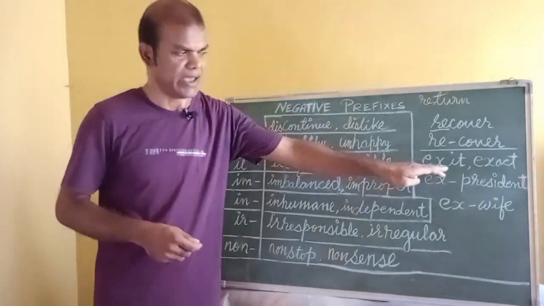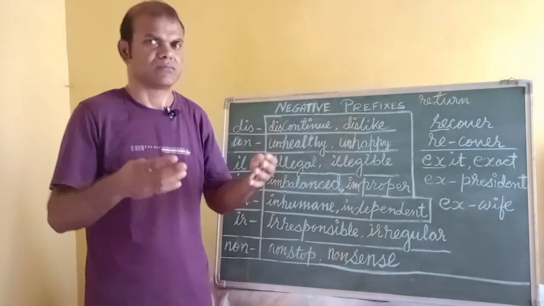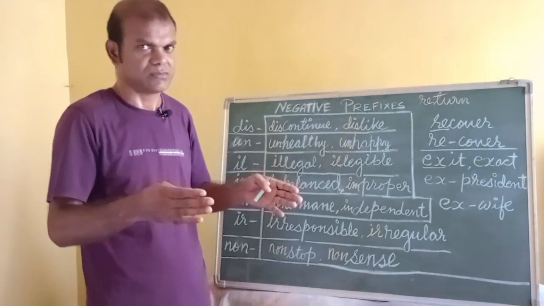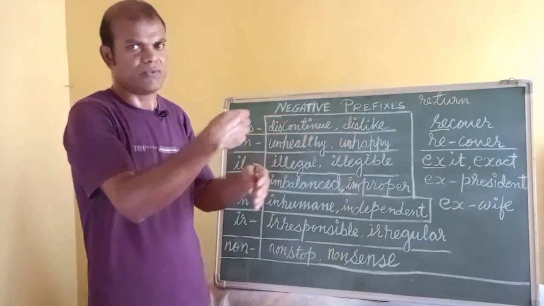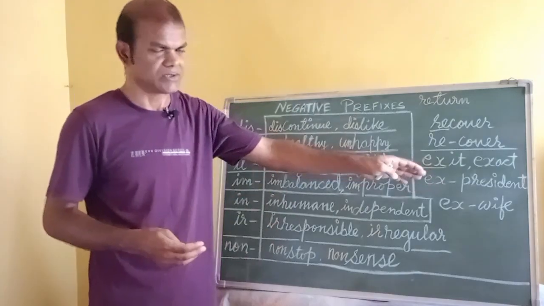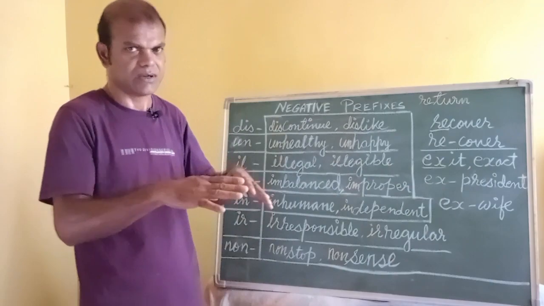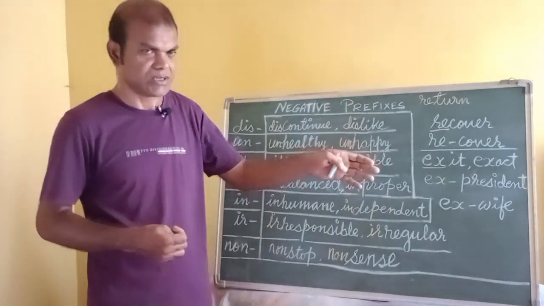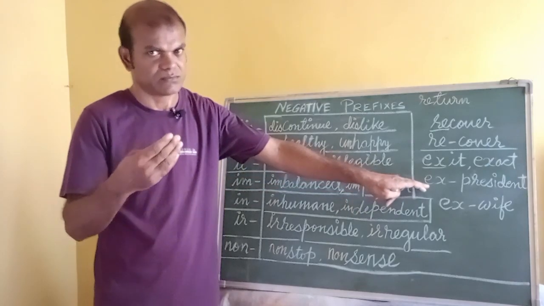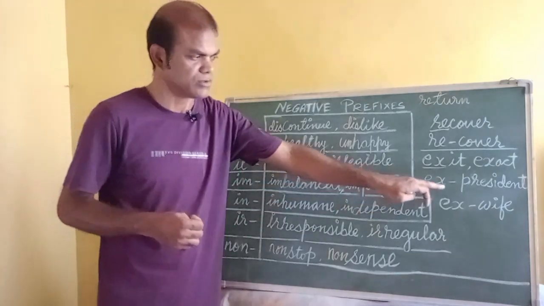Now ex, exit and exact. Exit means you will see an out gate in a building or in any hall. You can walk out from that gate, that is known as exit. Exact means something is done completely, it is done accurately. Okay, now in this case also there are some words where we add ex, and we have to keep in our mind that we have to use the hyphen.